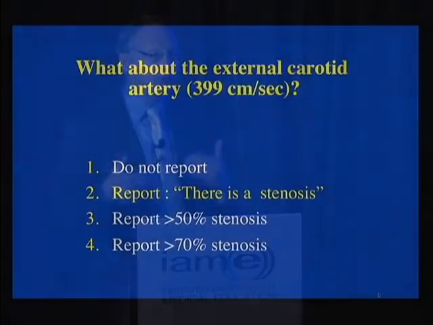So I use the expression, there is a stenosis, but the indication is there's a flow disturbance consistent with a stenosis in the proximal external carotid artery that can explain the presence of a carotid bruit. And that's an important piece of information that should be transmitted.